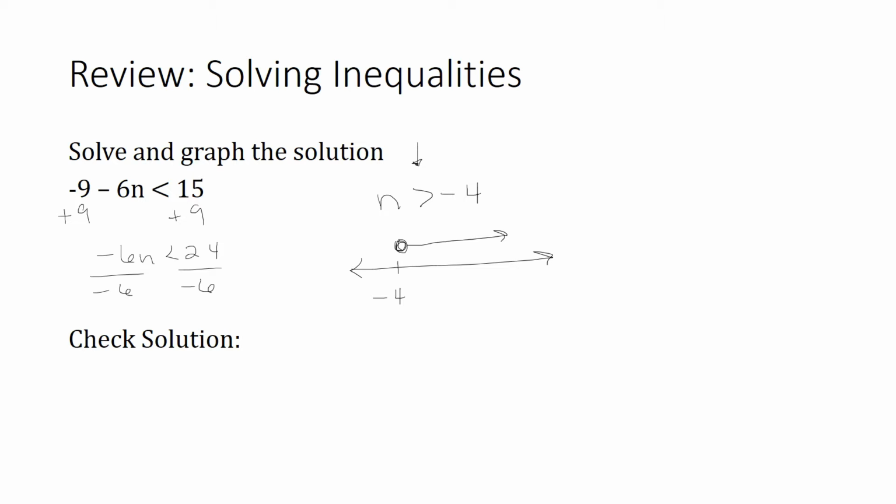include the number 4. Now if you want to check the solution, what you do is you pick an arbitrary number in the region that is included in the solution, and then you plug it back into your original equation to see if you get a true statement, and that's what you're looking for. So I'm just going to pick a random number greater than negative 4, so 0, because it's easy. So I'm just going to plug it back in. Negative 9 minus 6 times 0 less than 15, that goes to 0. Negative 9 is less than 15. That's a true statement.